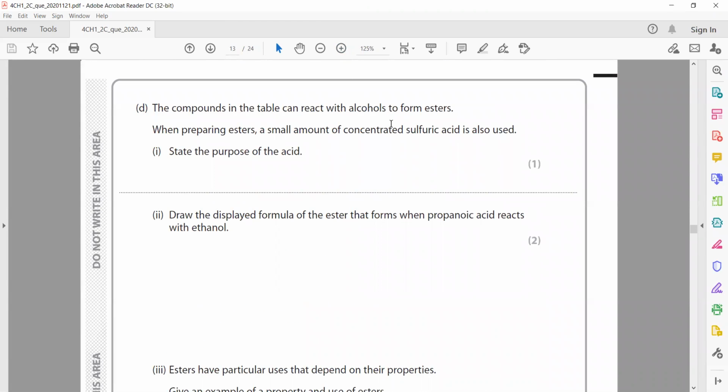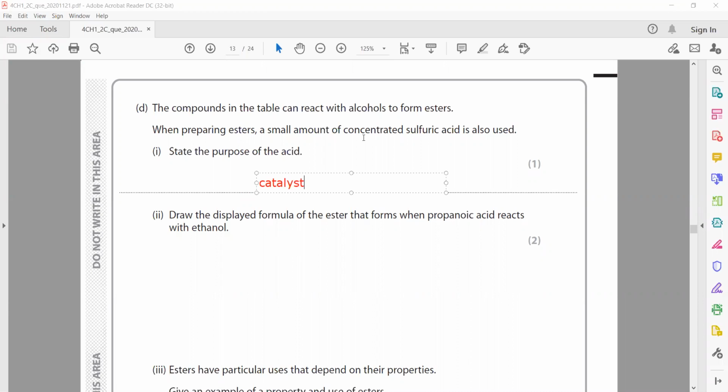The compounds in the table can react with alcohol to form an ester. When preparing an ester, a small amount of concentrated sulfuric acid is used. State the purpose of the sulfuric acid. So this sulfuric acid is used to catalyze this, to speed up the reaction. It acts as a catalyst.